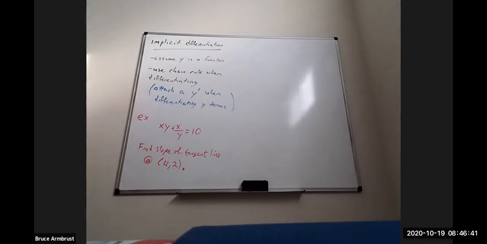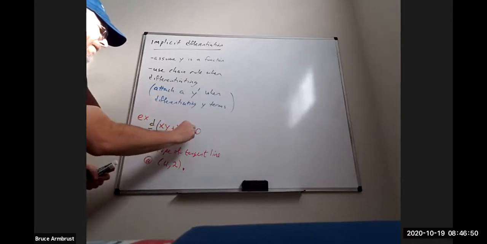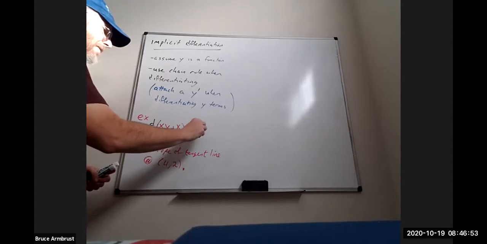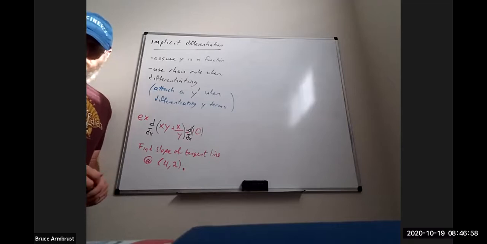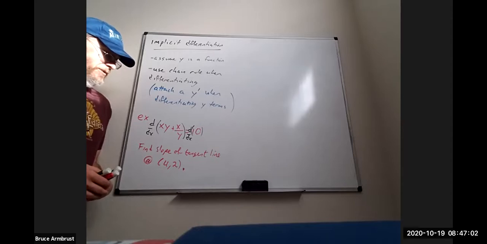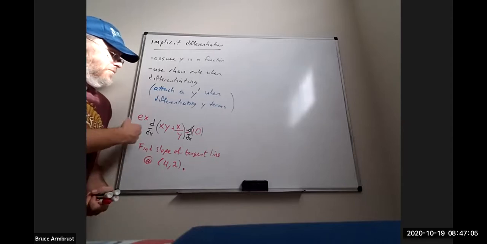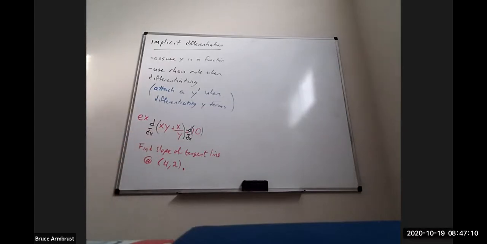All right, so here's what we're going to do. We're going to differentiate both sides of this equation with respect to x. We're going to do a d dx of each side. All right, so let's do that. So we'll just take them in order. So we start with xy. So what are we going to have to do with that xy? How's that going to differentiate?